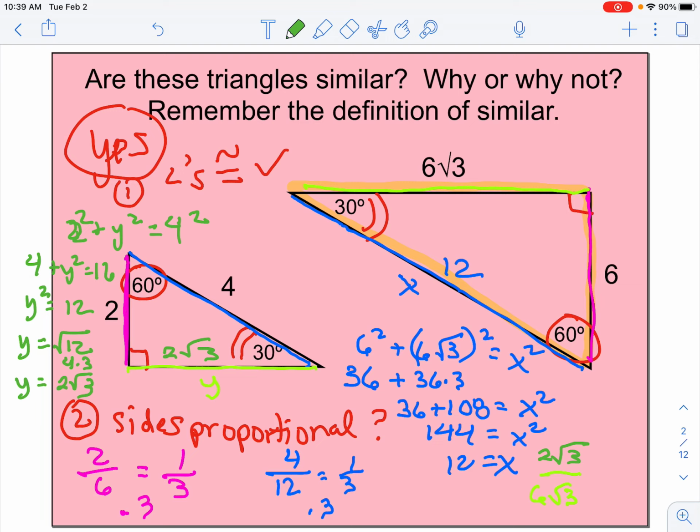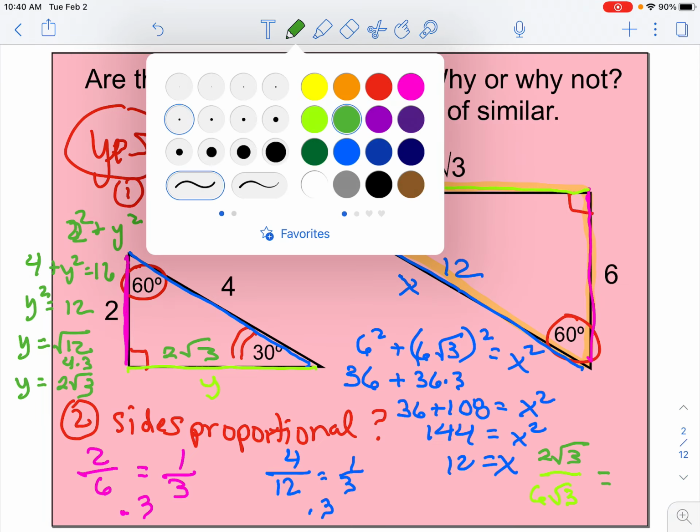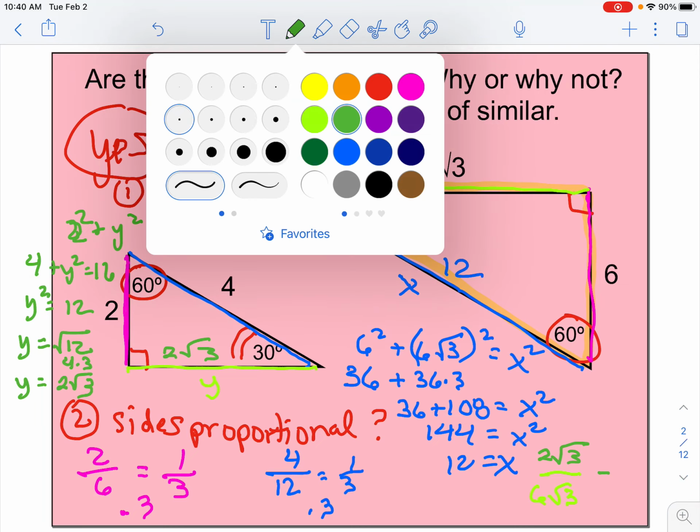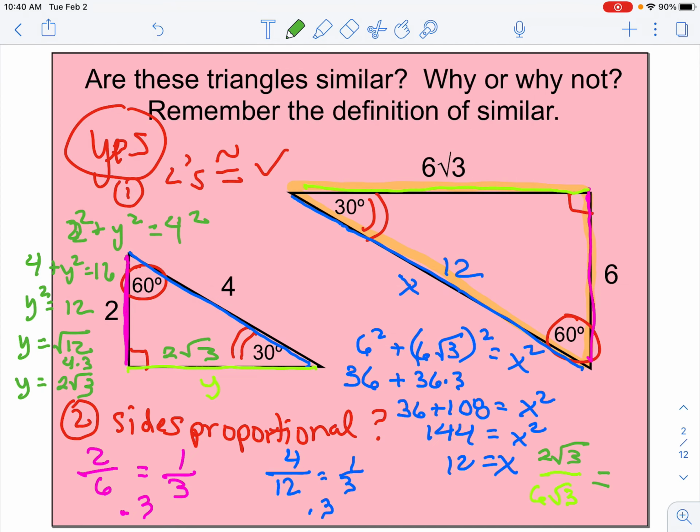So I have this ratio, and notice that in this ratio, remember these are common factors. They can be reduced. And now I have 2 over 6, which is 1/3 or 0.3. So are the sides proportional? Yes, they are. So these two triangles are similar.